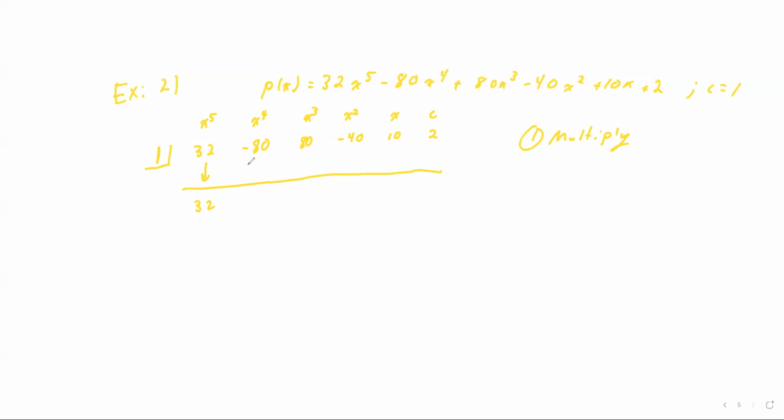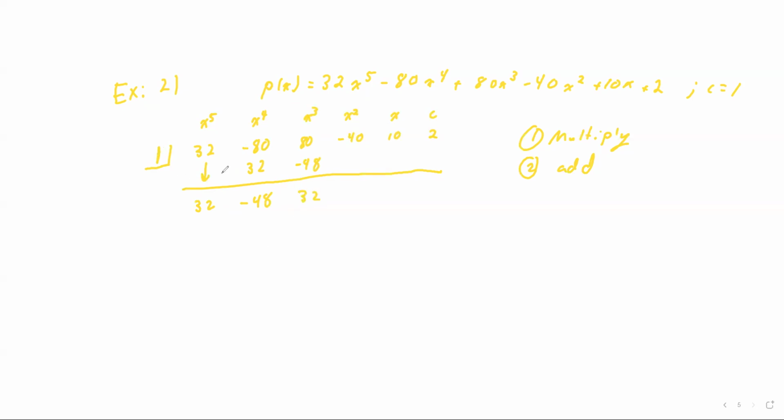1 times 32 is 32. Step 2, add. Negative 80 plus 32. Hold on. What's that, like 48? You don't want to mess up on these parts because it will throw you off. So 80 minus 32, yeah, 48. Okay, so this gives you a negative 48. Then you repeat. So 1 times negative 48, negative 48. 80 minus 48, and then you get 32.